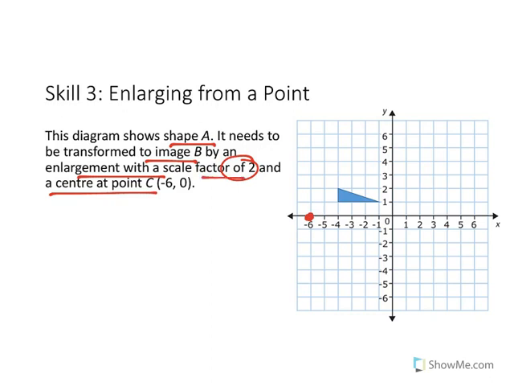So what I do to figure this one out is I need to figure out how I travel to each vertex. To travel to the yellow vertex from (-6, 0), I have to move 2 right, 1 up. And since I want a scale factor of 2, I'm going to do this twice. So I'm going to do it one more time. 2 right, 1 up. This is the location of my new image.